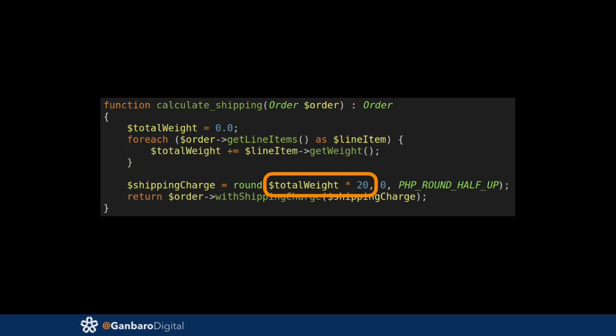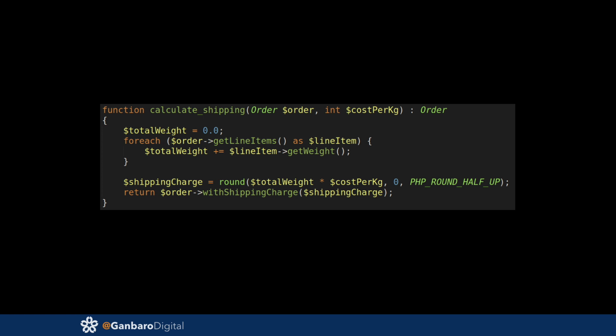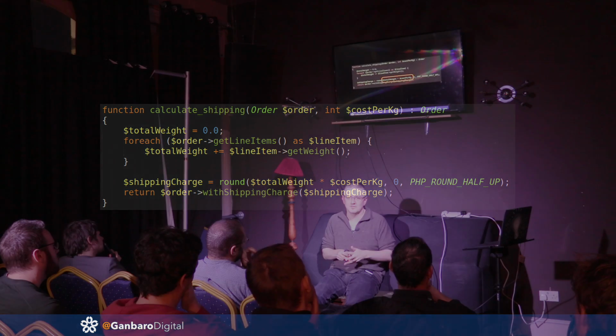When we calculate our shipping cost, there's a number in there. In my example, I've put the number 20 in there. This should actually be a parameter instead. I'm going to use cost per kilo. It doesn't matter what it is, but the point is it should actually be something else that's passed in so it can be changed, so the logic can be reused.